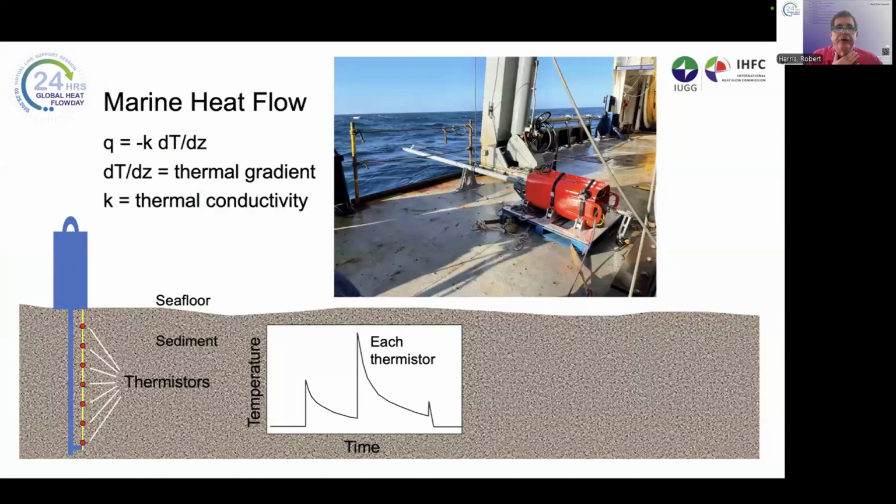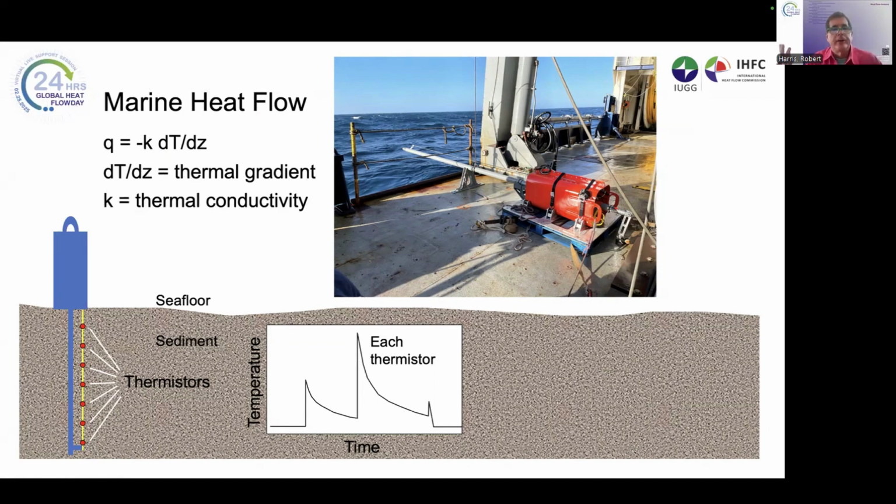Okay, so just to start off, marine heat flow is really the combination of two different measurements. The thermal gradient, expressed here as dT, or the change in temperature over the change in depth, and the thermal conductivity, and the product of those two measurements gives a marine heat flow determination. This picture shows a marine heat flow probe on the deck of a ship.